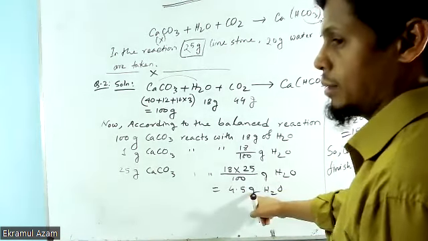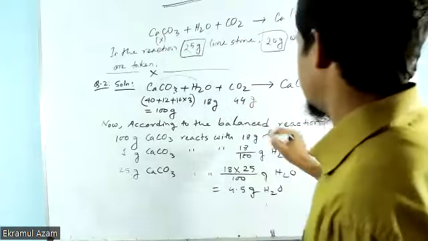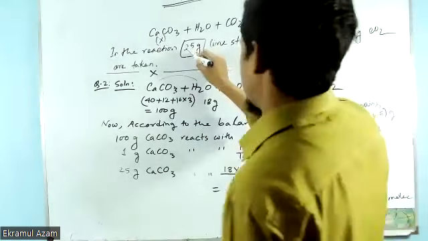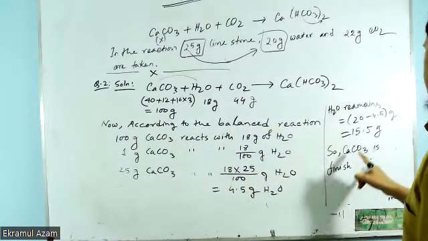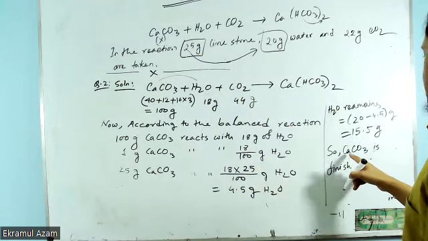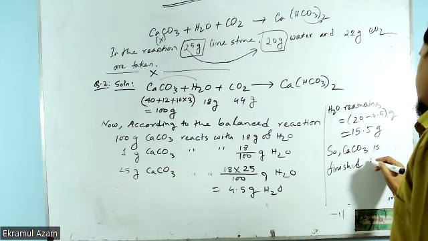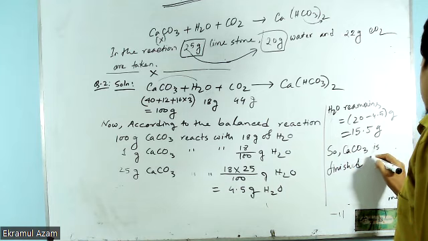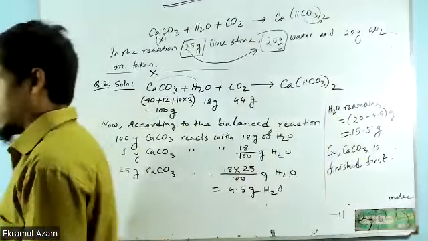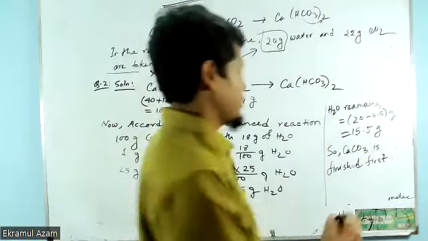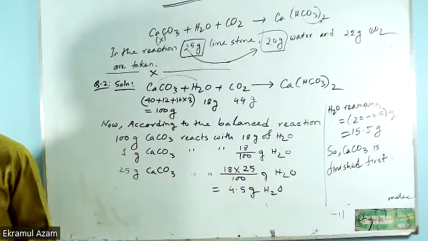We need 4.5 gram, but the given value here is 20 gram water. Yes sir, but for 25 gram limestone we need only 4.5 gram. Okay, so remains 15.5 gram. That means calcium carbonate is finished first. Therefore calcium carbonate is limiting reactant. Write down here, therefore calcium carbonate is limiting reactant.